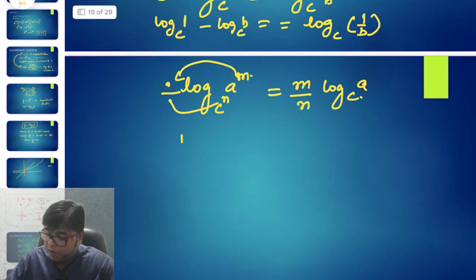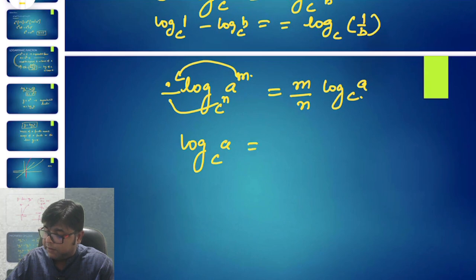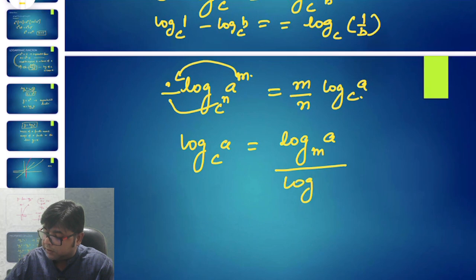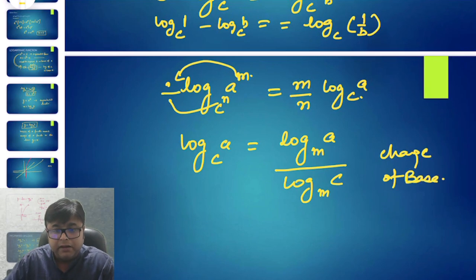Then if we have log a in base c, this can be written as log a in some other base m upon log c in the same base m. Change of base is happening, so this is called the change of base property. I can introduce a base myself as required in the problem. Again, mind you, all these properties are very important for proof questions in the second paper, so knowing them properly is very important.